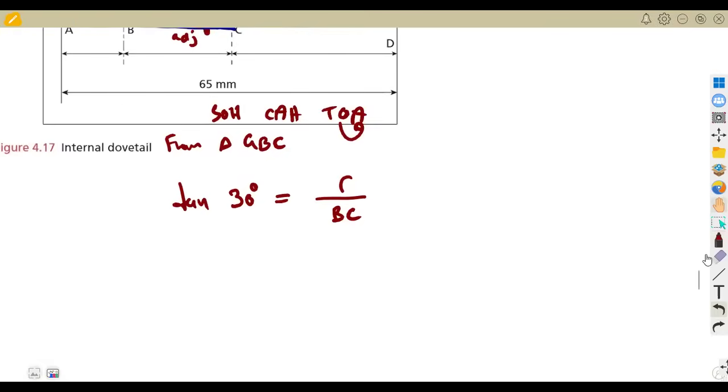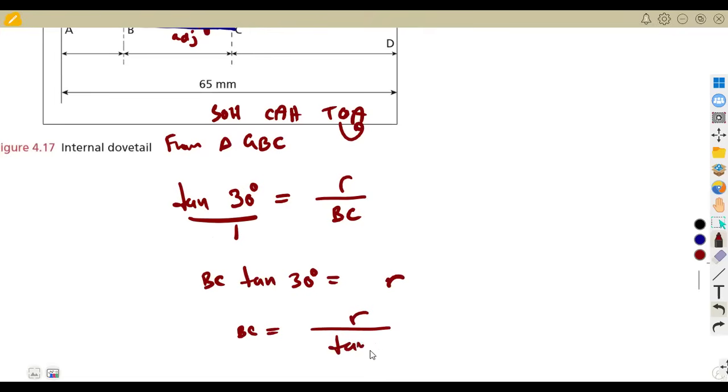So you're going to make BC the subject, just cross multiply there. That's going to be BC times the tan of 30 degrees is equal to R. To find BC, just divide by the tan of 30, so it's R over the tan of 30 degrees. This is how you simplify it on your calculator: 1 divided by the tan of 30 degrees. You divide that part alone.